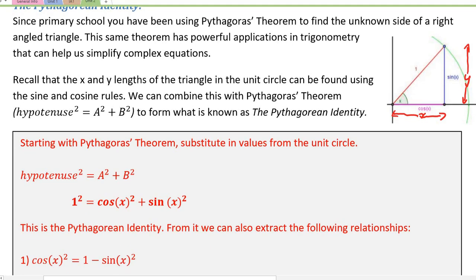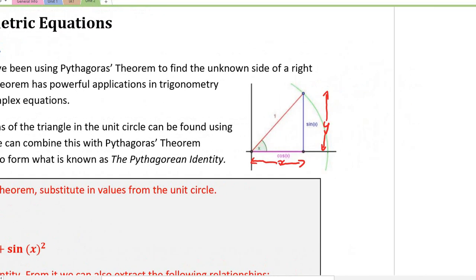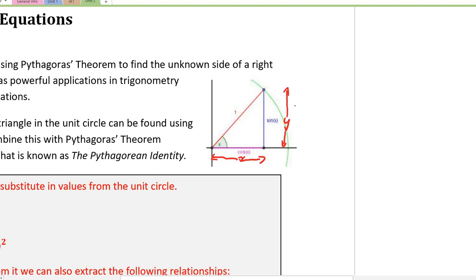Okay? We know from Pythagoras the hypotenuse squared has to equal a squared plus b squared, where a and b are your two short sides. We can use that to form the Pythagorean identity. I'm just going to show you over here, guys. So we know that 1 squared has to equal that x squared value plus the y squared value. Do you agree that that is Pythagoras' theorem for that triangle on the left?